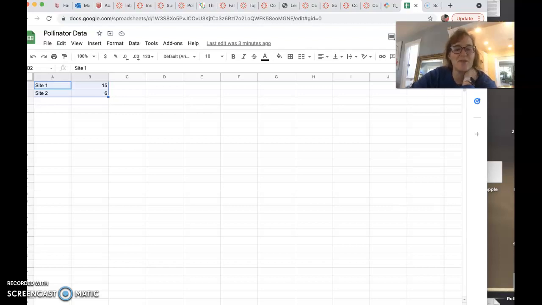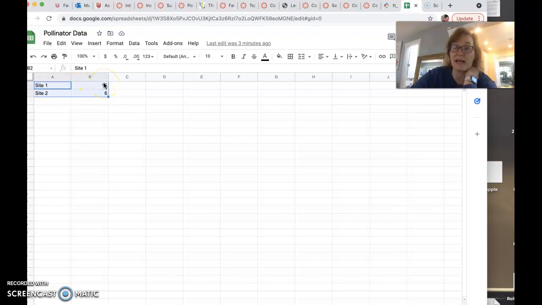Anyway, so this is for the pollinator graph. I opened up a Google sheet and I called it pollinator data. And after one trial that didn't work at all, I realized that you need to put the sites down here in the first row. That makes it a lot easier. Site one and site two, you could name them. I'm just making this up, so I don't have a name for it. Just site one and site two.